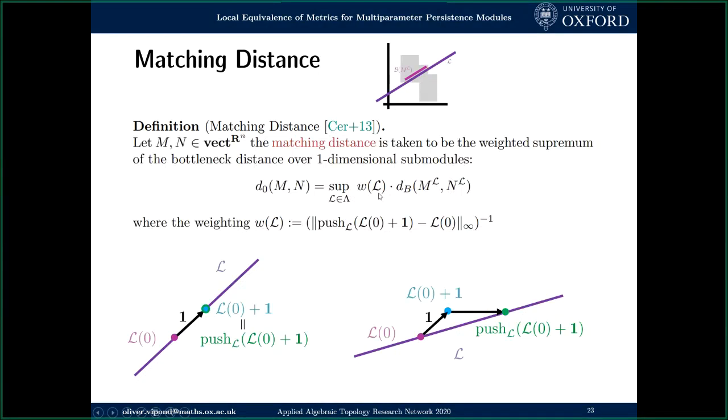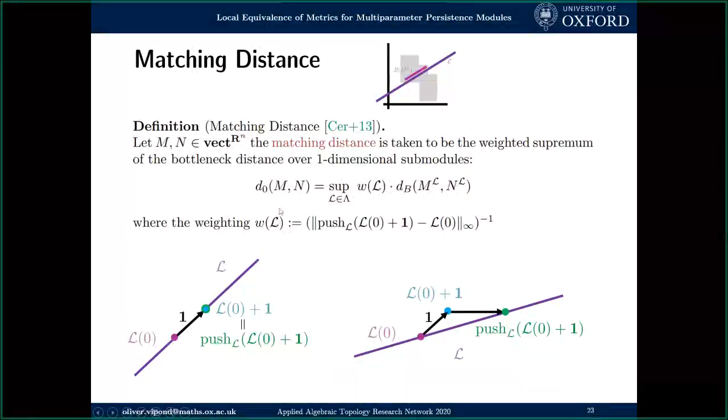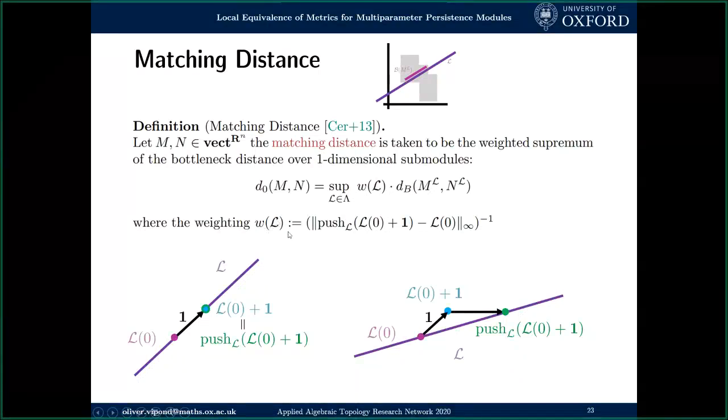Now there's a slight technicality which I'm not going to explain, because we actually have to weight these bottleneck distances by some weighting function, which gives slope 1 lines weighting 1, and the more shallow and the more steep your lines are, this weighting tends to 0. But this is a slight technicality, and it's just constructed in order that this matching distance is stable.